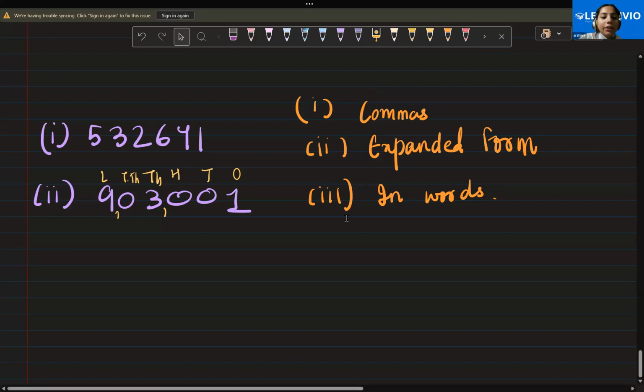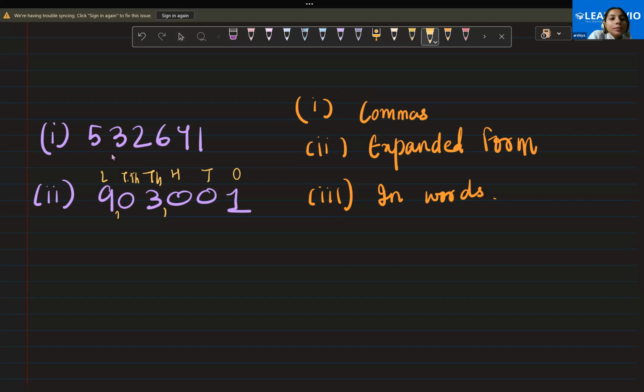All right. Can you tell me the first part? In commas, after words. After 5, a comma. After 32, a comma. Okay. Now how will you write this in words? 5,32,641. Very good. So that's correct.